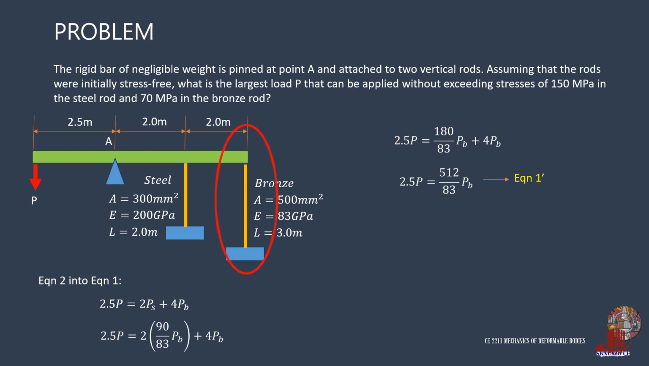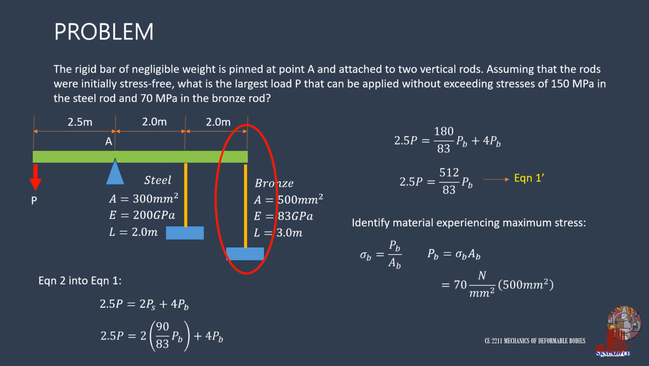Between the steel and bronze rods, the bronze rod will be stressed largely due to its location. The stress equation is then integrated in the solutions, where P of B is then the stress of bronze times the area of bronze. To maximize stress, the allowable 70 megapascal is used for stress times 500 square millimeters area. So the largest load for the bronze rod is 35,000 newtons.